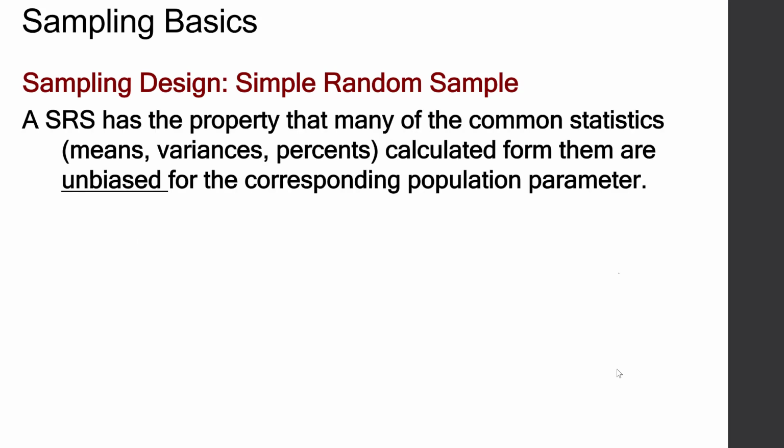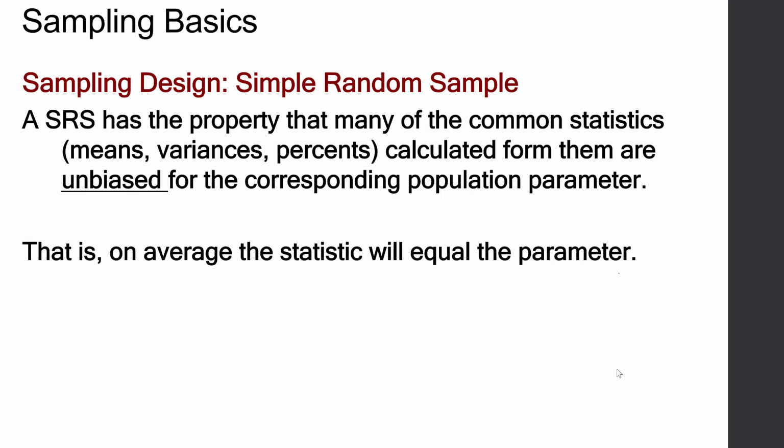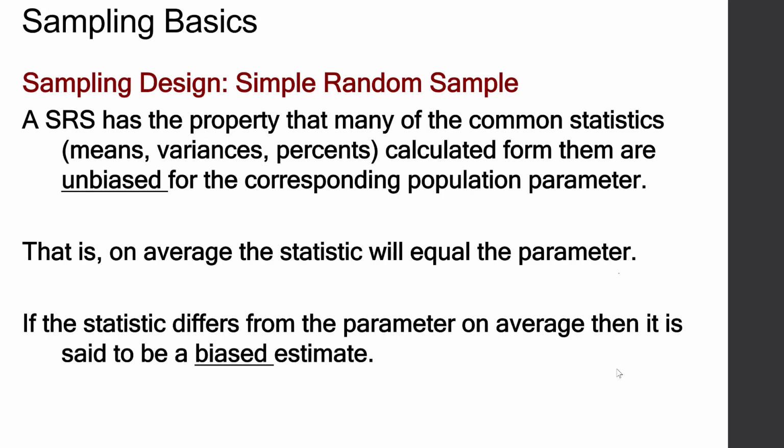A simple random sample has the property that many of the common statistics, means, variances, and percents calculated from them are unbiased for the corresponding population parameter. That is, on average, the statistic will equal the parameter. If your statistics are biased, then you're going to be overestimating or underestimating that population parameter. If on average the statistic will be estimating equal to the parameter, then it's unbiased. If the statistic differs from the parameter on average, then it's said to be a biased estimate.